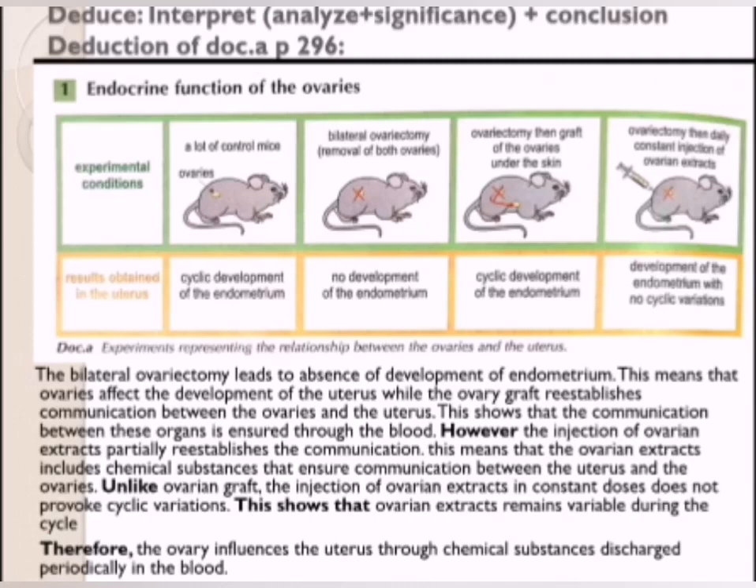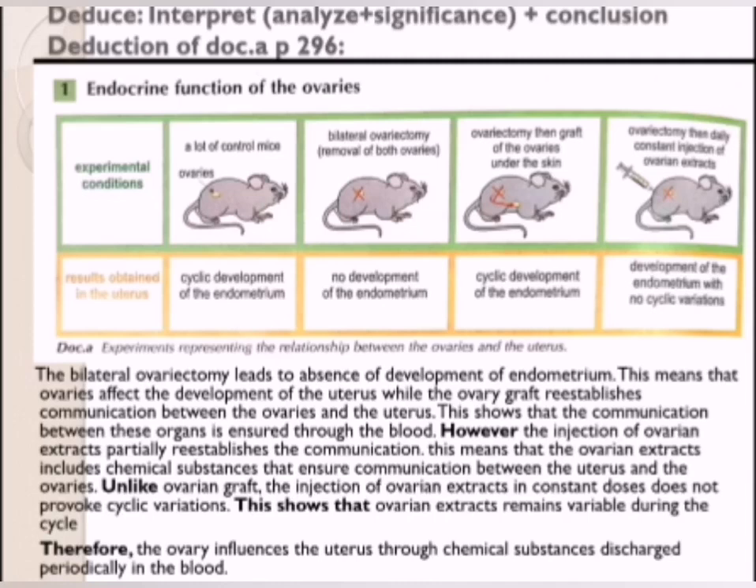So the significance here is that the ovarian extracts include chemical substances that ensure communication between the uterus and the ovaries. So here the ovarian extracts contain certain chemical substances that ensure the communication between the ovaries and the uterus. Unlike the ovarian graft, the injection of the ovarian extracts in constant doses doesn't provoke cyclic variations. This shows that the ovarian extracts remain variable during the cycle.